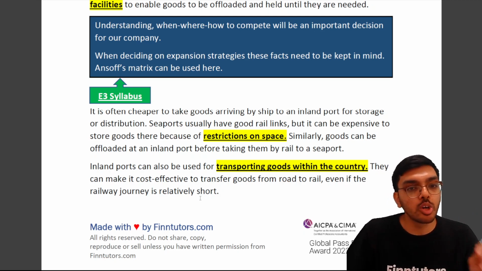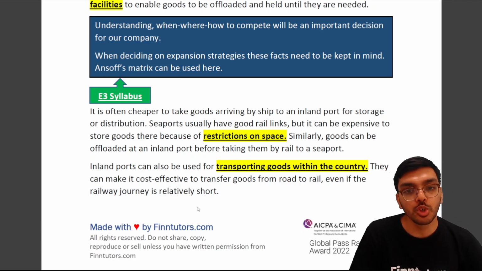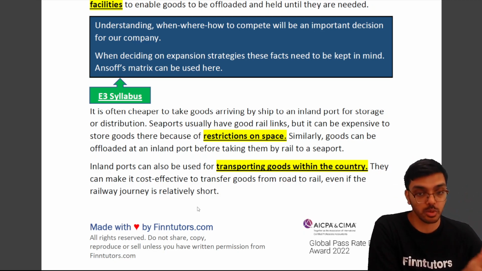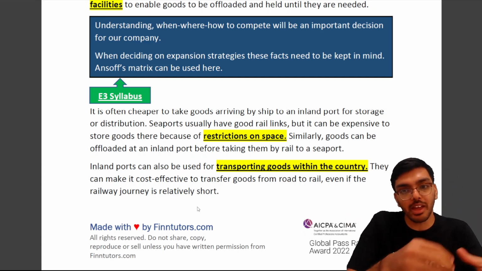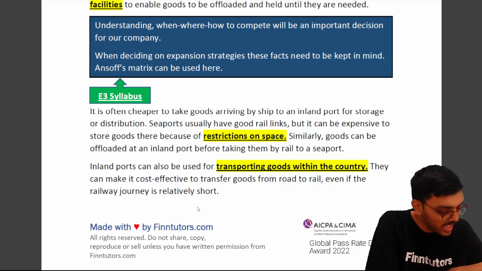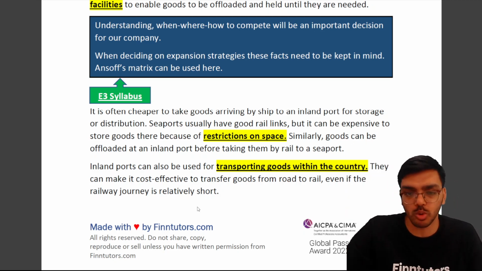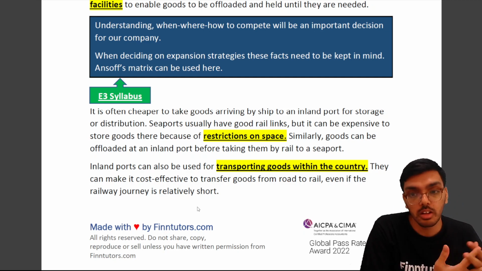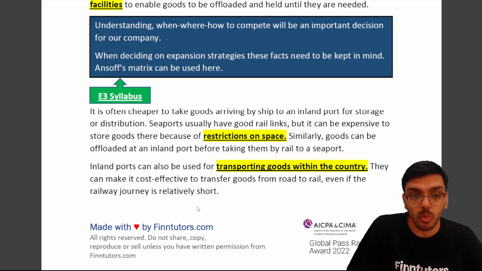Now, it is often cheaper to take goods arriving by ship to an inland port for storage or distribution. Seaports usually have good rail links, but it can be expensive if you want to store at a seaport. So from the seaport, bring it to an inland port and store it over there. Similarly, goods can be offloaded to an inland port, and from there by rail you take them to a seaport. So that inland port becomes a connection where you can store until you want to take it to the seaport, where you store it for another 1-2 days, and then it goes onto the ship and goes away, rather than storing it at a seaport for 30 days, which can turn out to be expensive. So inland ports can be used for transporting goods within the country.